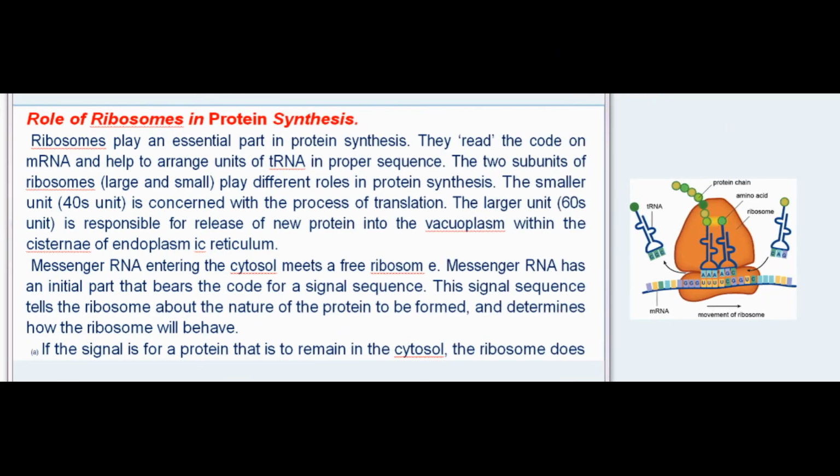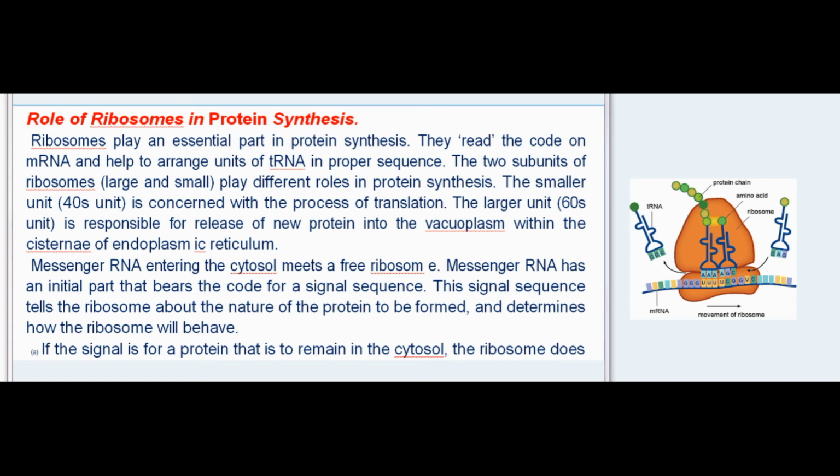Role of ribosomes in protein synthesis. Ribosomes play an essential part in protein synthesis. They read the code on mRNA and help to arrange units of tRNA in proper sequence. The two subunits of ribosomes, large and small, play different roles in protein synthesis.